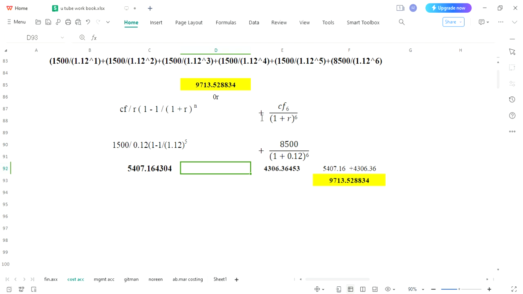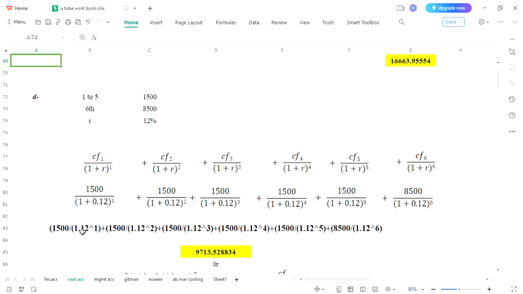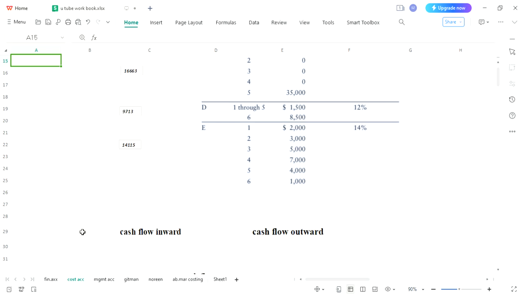Please note it down. This is an open option. Whether amounts are similar or different, you can use this formula: individual formulas, collect them, sum them up, and you will get the answer. So in this way, we have used hybrid formulas and individual formulas, getting the same answer, 9713 and 9713. We have completed D part, and now let's see what the next part is saying. E part, where every installment is different.